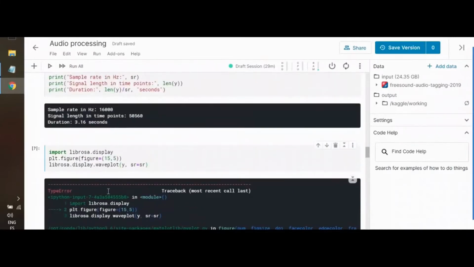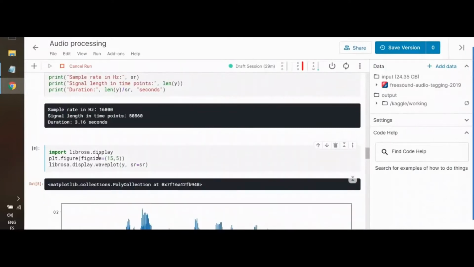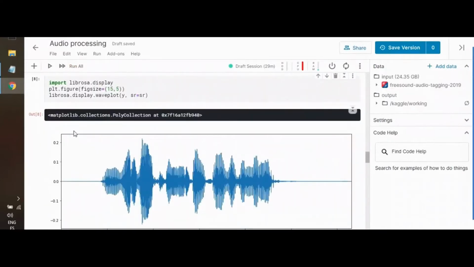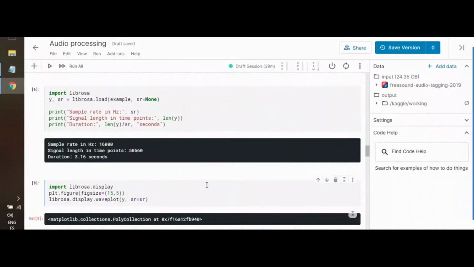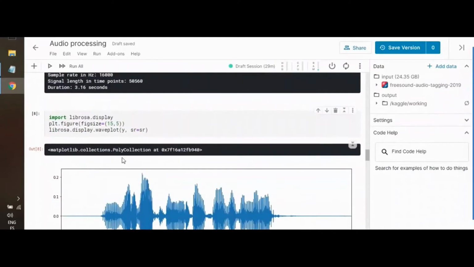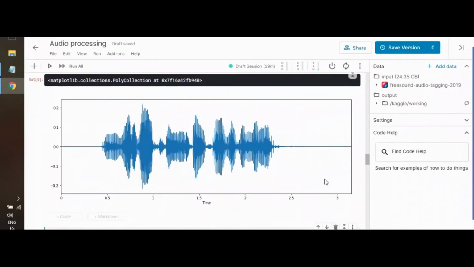Let's check what happened here. This is fixed size. So we can see it here. We can see the audio file represented as a wave. We can see that it starts in about 500 milliseconds and it lasts for the amount of time that we have here, 3.16 seconds.